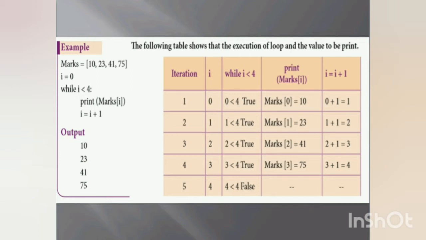Now the I value will be incremented by 1. So 3 plus 1 is equal to 4. Again it will check the condition. Now the I value is 4. Check the condition: 4 is lesser than 4? No, the condition is false. So it will come out of the loop.